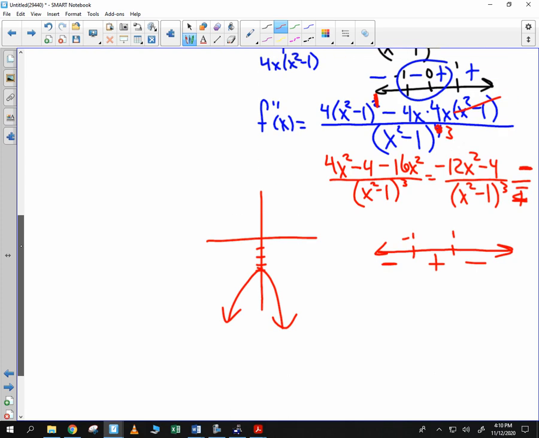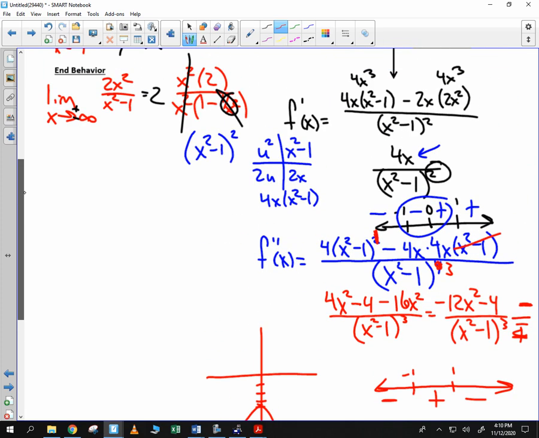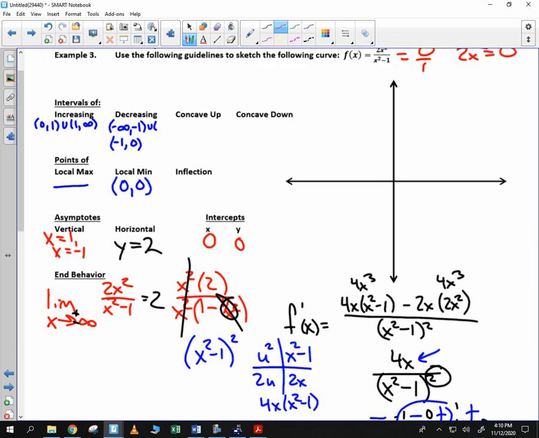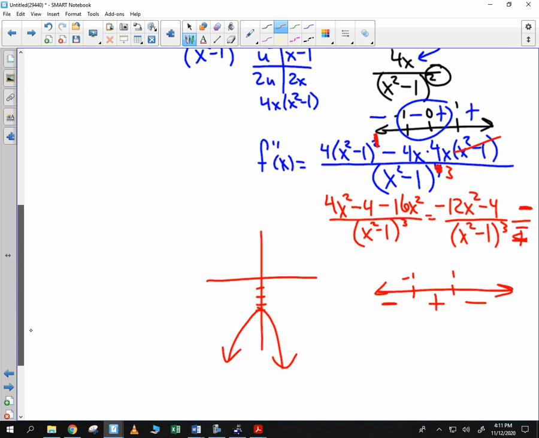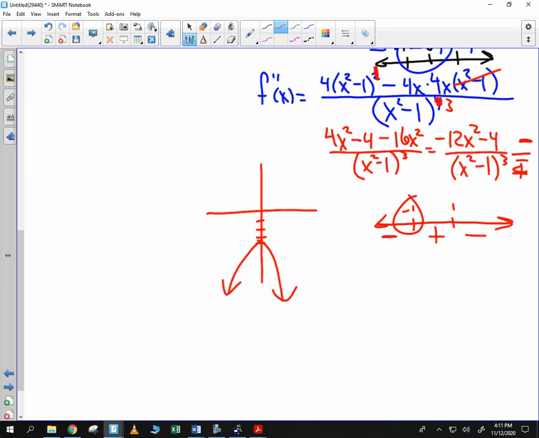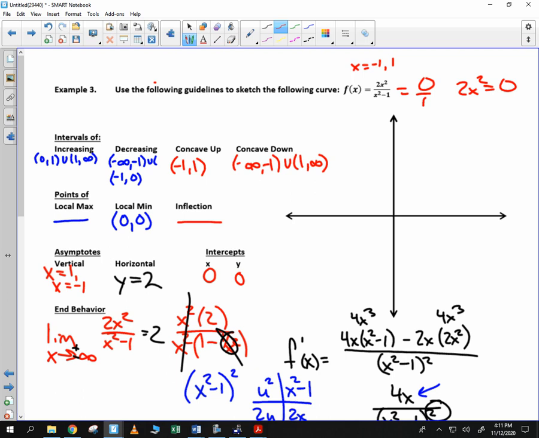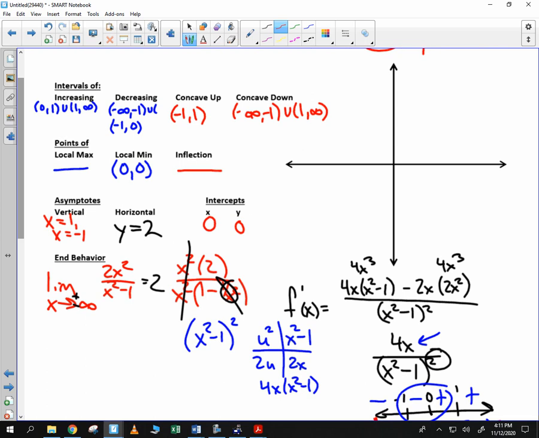That's the second derivative. That tells us in that situation that it's concave down from negative infinity to negative 1, union 1 to infinity. It's concave up from negative 1 to 1. You might want to write inflection, but in fact, negative 1 and 1 do not count as points of inflection because they are not part of the original domain. So we do not count them for points of inflection. I now have all of my information. I'm going to do my best to graph this.